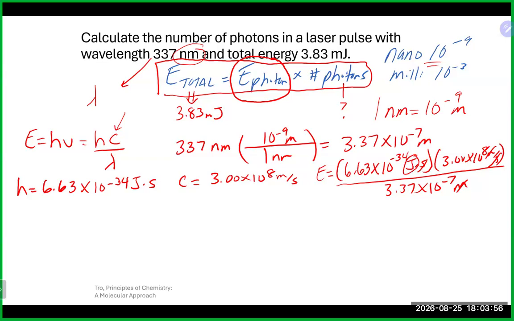And we, again, definitely want to use our exponent button here. So 6.63 exponent button, negative button, 34 times 3 exponent button and 8, hit equals, divided by 3.37 exponent button, negative button, and 7. And that's going to get us essentially our energy per photon, which is what we're figuring out here, based on that wavelength, something like 5.90 times 10 to the minus 19 joules.